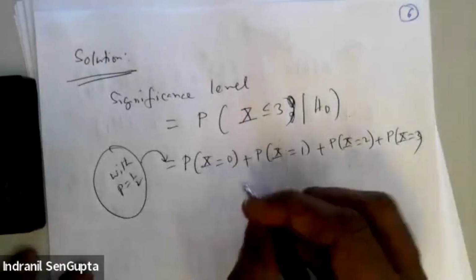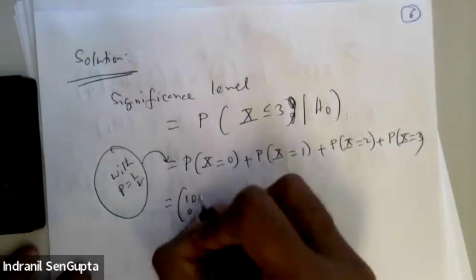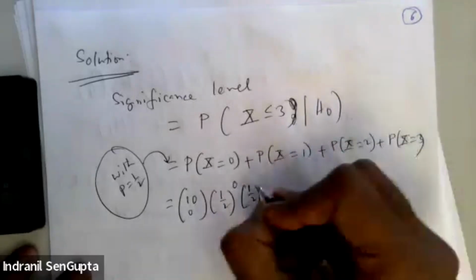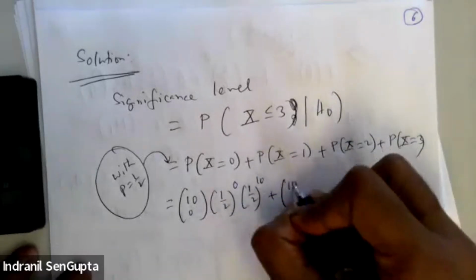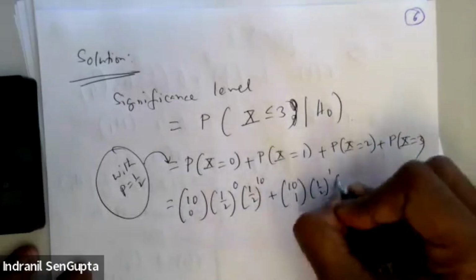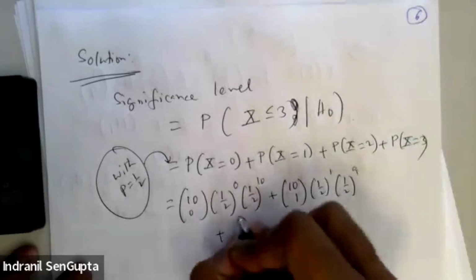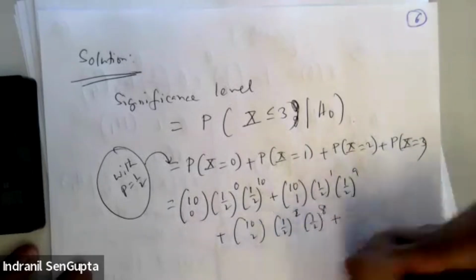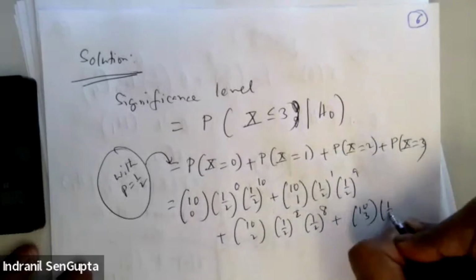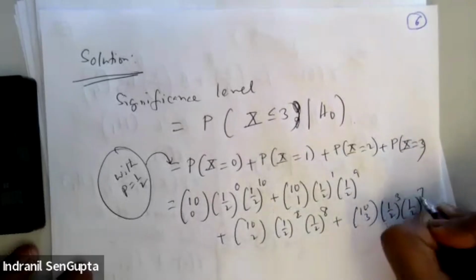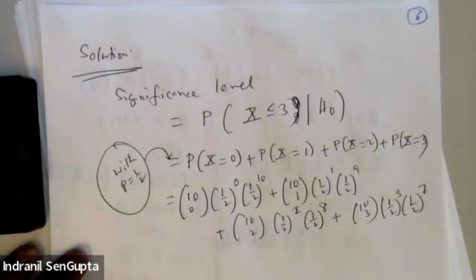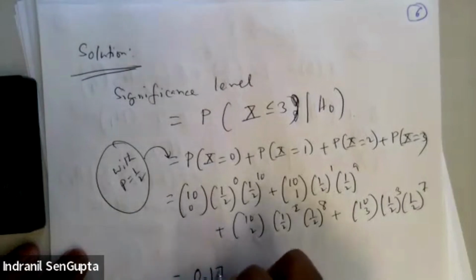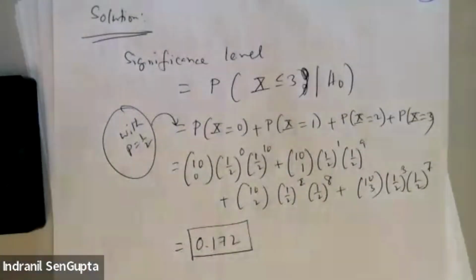It's binomial with 10 trials, success probability 1/2, so it's (1/2) to the 10, plus 10 choose 1, 1/2 to the 1, 1/2 to the 9, plus 10 choose 2, 1/2 squared, 1/2 to the 8, plus 10 choose 3, 1/2 cubed, 1/2 to the 7. If I compute this, it is approximately 0.172. So this is the significance level.